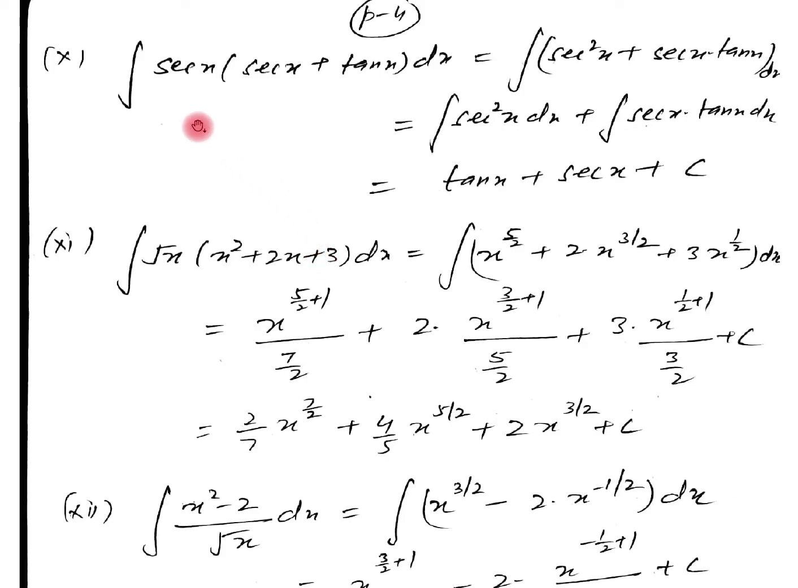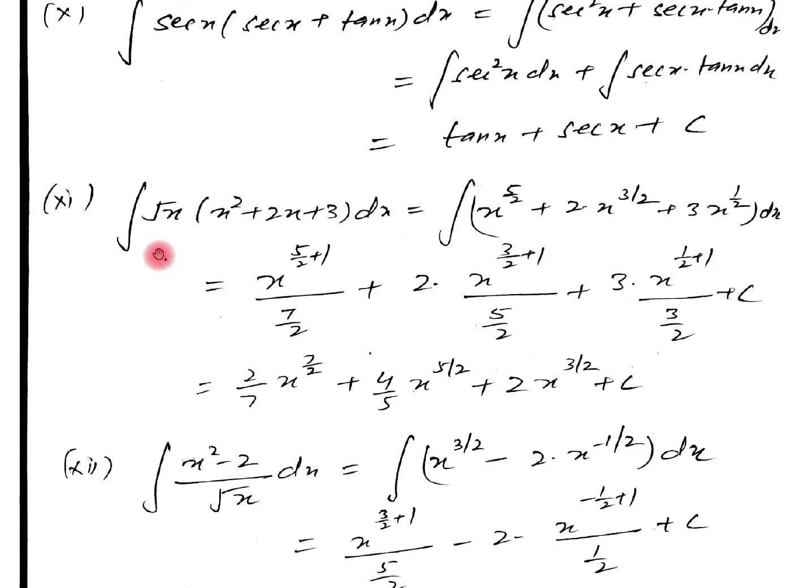Now see the next question. The integral of secant x into secant x plus tan x dx. Again, first we have to separate the function. Now it can be written as, opening the bracket, secant square x plus secant x into tan x. Then this is equal to the integral of the first function plus the integral of the second function. Always put dx. Now the integral of secant square x is tan x. The integral of secant x into tan x is secant x plus c.